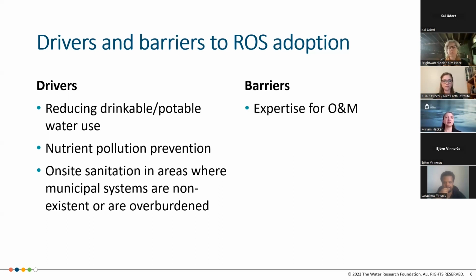And there's a few barriers. So for example, with some of these resource-oriented sanitation systems, trying to make sure that there's expertise for operation and maintenance. And not to say that expertise doesn't exist, but more so the certification process. This is something that we're finding with water reuse in general as well. So for example, each state has its own requirements. And even though there's a national level certification for operators, it might change state to state on how it's implemented.